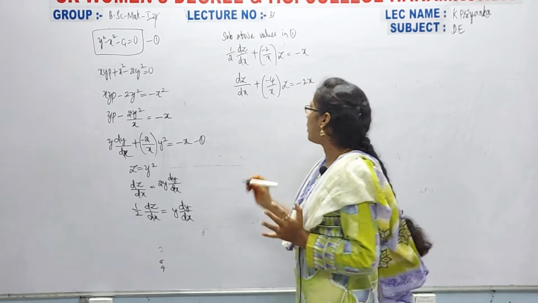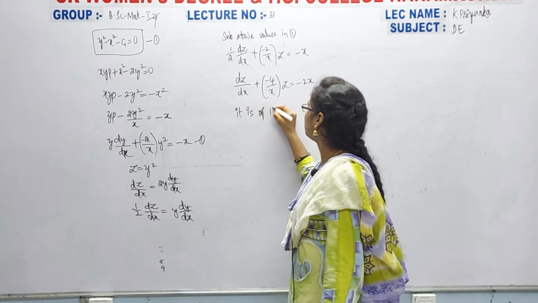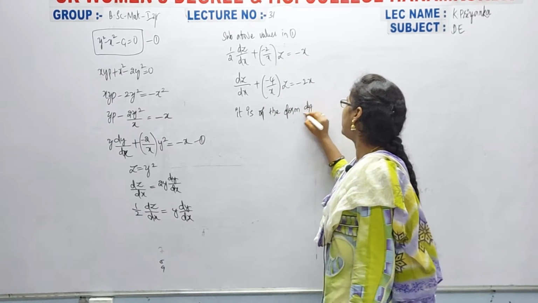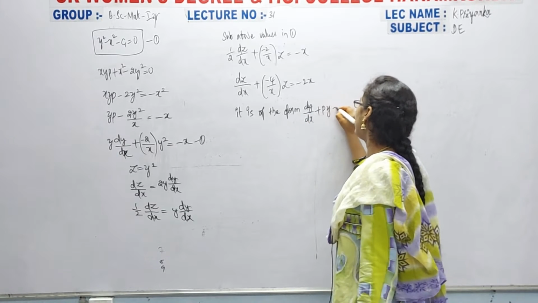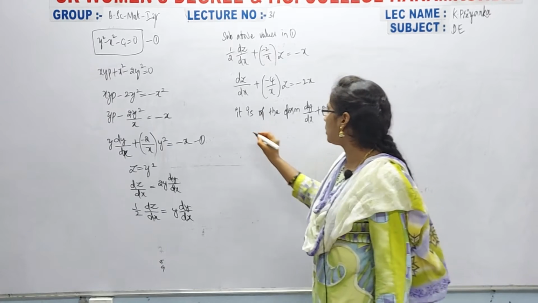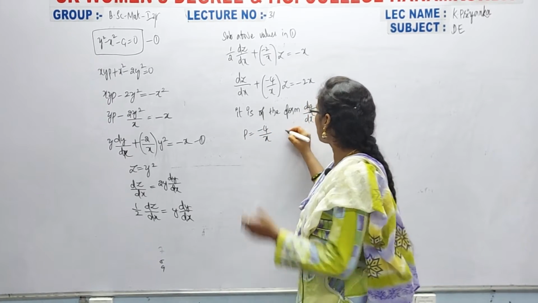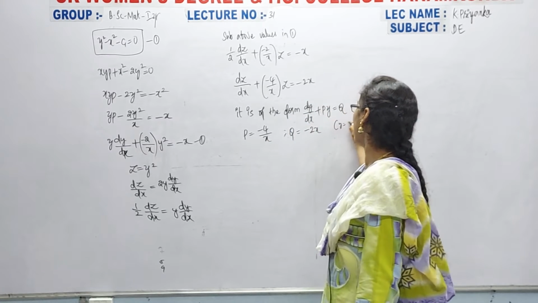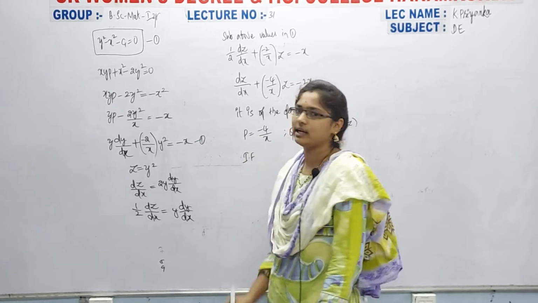Clear? Now it is of the form dy by dx plus P into y equal to Q. So here what is P? P is equal to minus 4 by x. And what is Q here? Minus 2x. In the place of y what we have? z. Clear? So now we have to calculate the integrating factor.